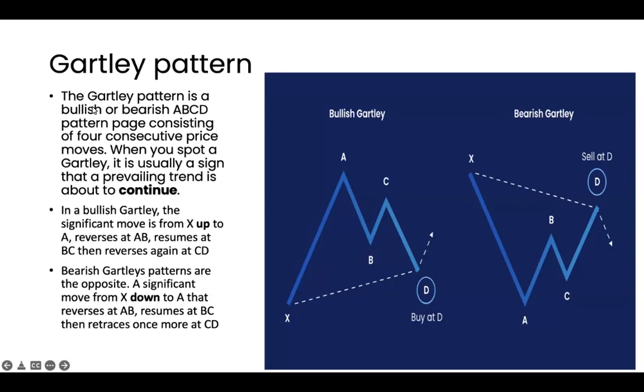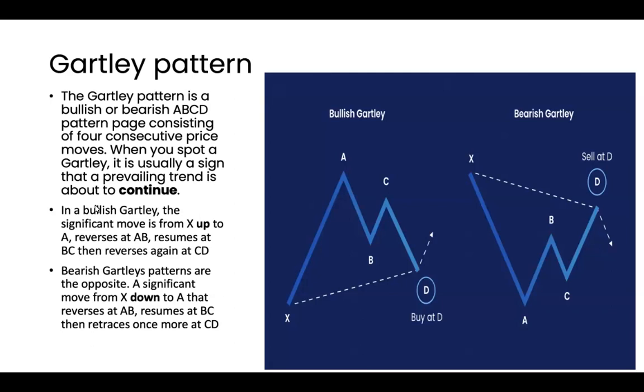Now, the Gartley pattern is bullish or bearish. It can be bullish, it can be bearish. It's a bullish or bearish ABCD pattern consisting of 4 consecutive price moves. When you spot a Gartley, it's usually a sign that the prevailing trend is about to continue. So remember, there's a trend direction and there are reversals. Now, the Gartley pattern triggering is telling you point D is the point where the original trend is about to continue. That's the first thing I want you to get.